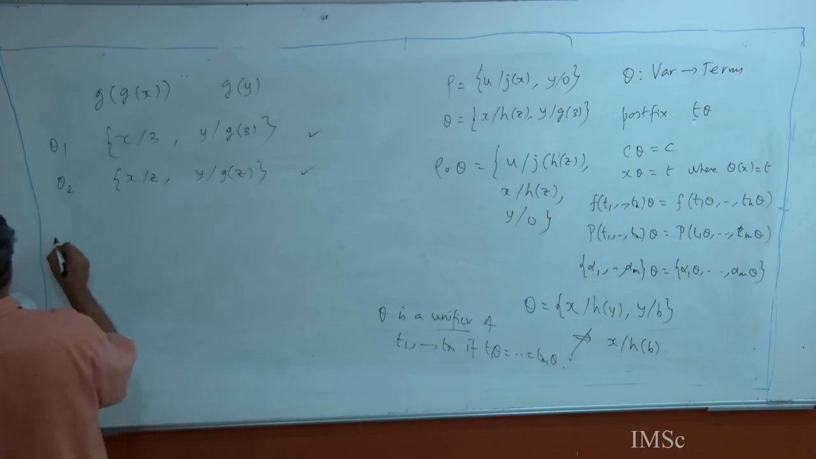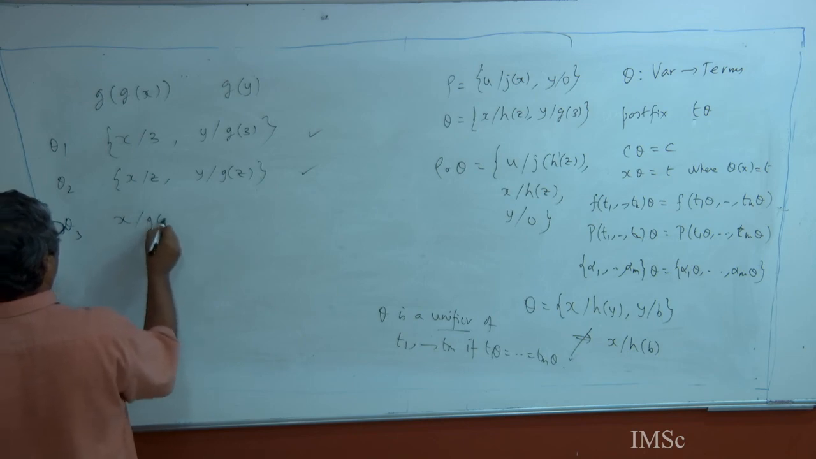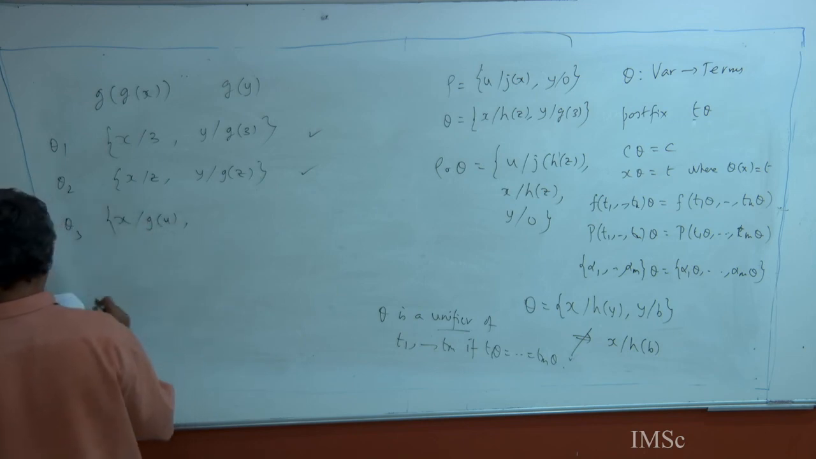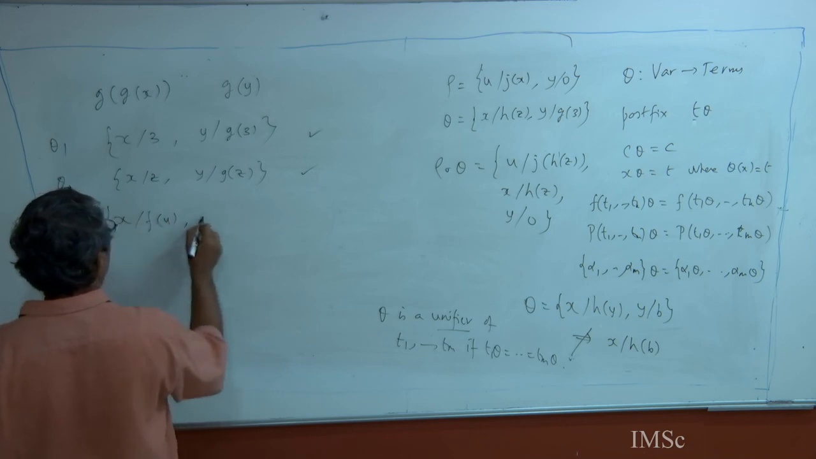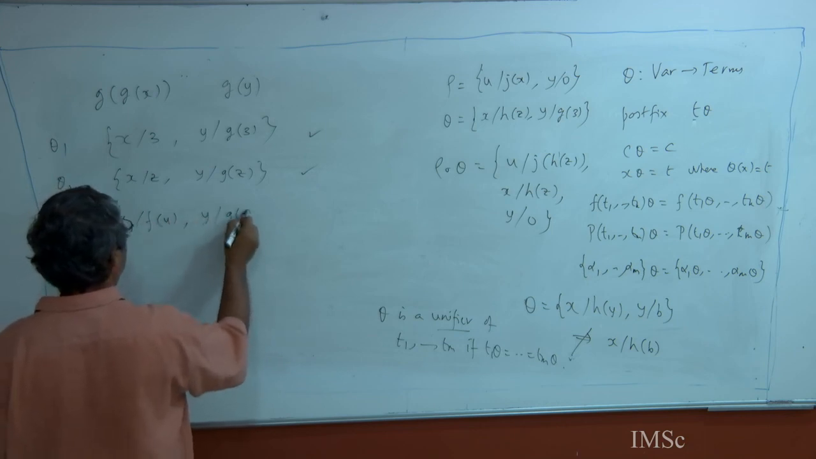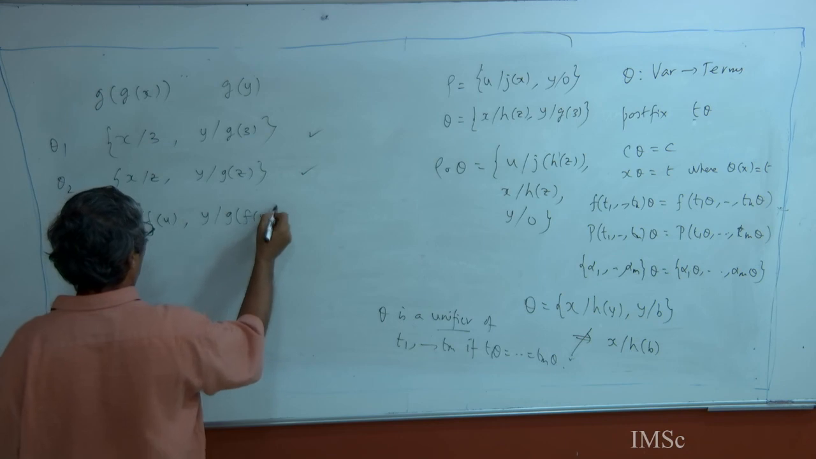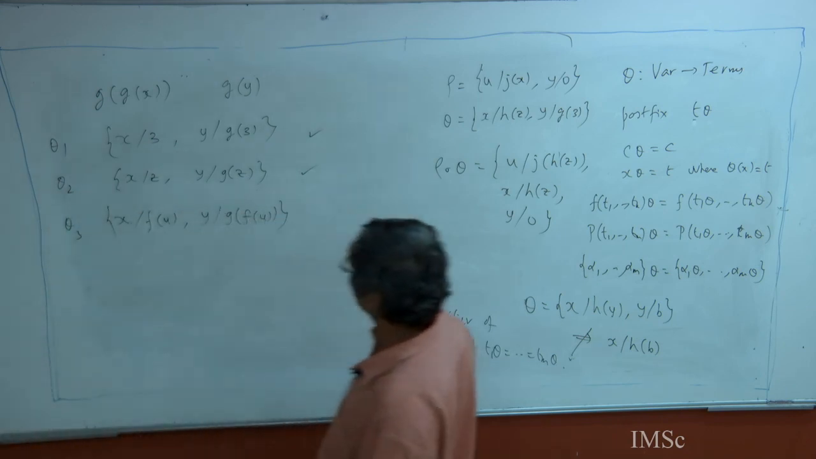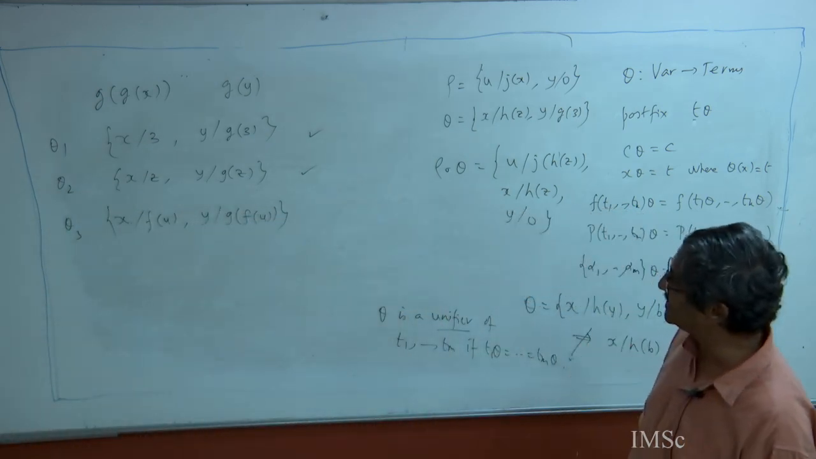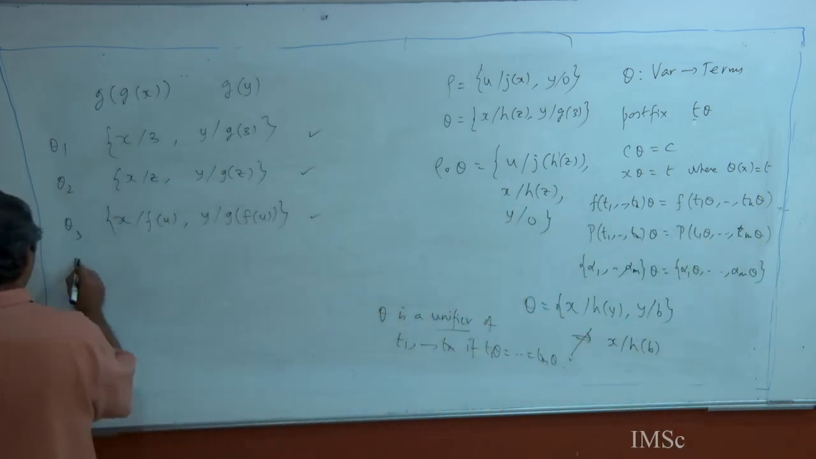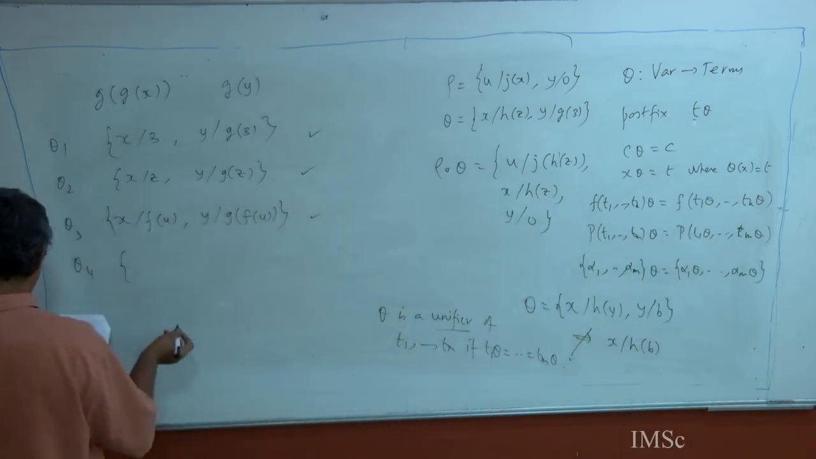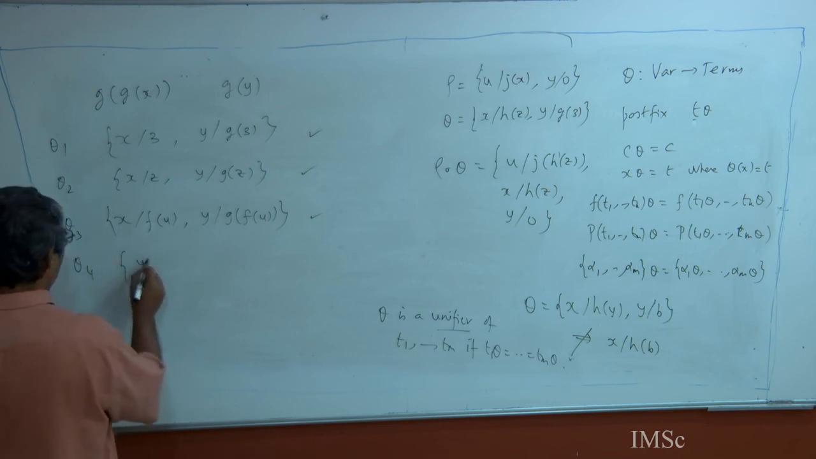And x by g of u and f of u, and y by g of f of u. This is also a unifier because I'll get g of f of u. Okay, and here is one which is probably what anybody will think of.